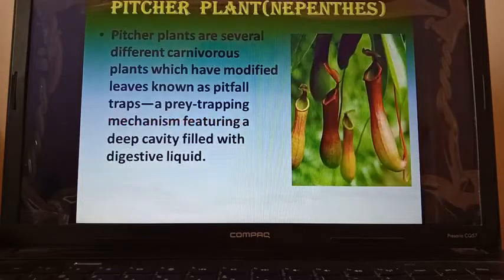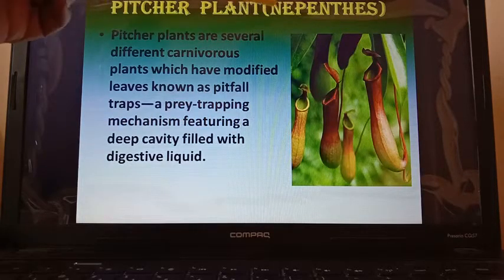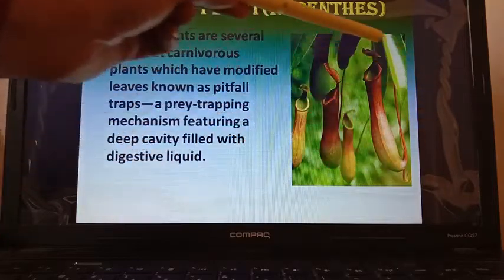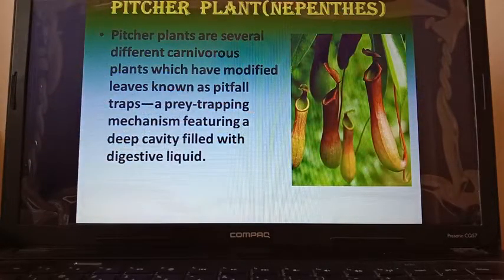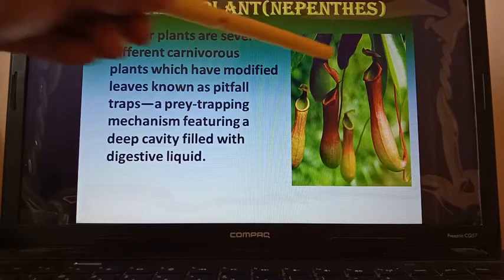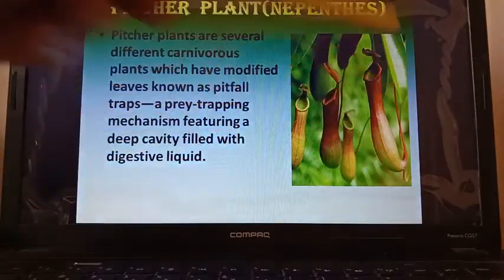Now we will discuss some insectivorous plants. In that, the first one is the pitcher plant. It is known as Nepenthes. You can see the picture of the pitcher plant, Nepenthes. Pitcher plants are several different carnivorous plants which have modified leaves known as pitfall traps. These are actually known as pitfall traps.